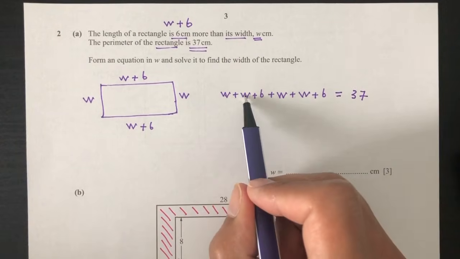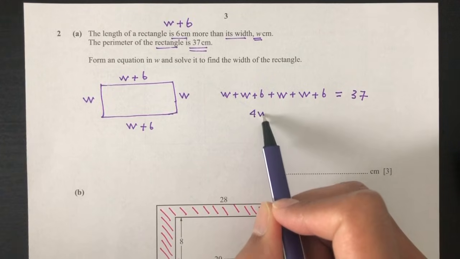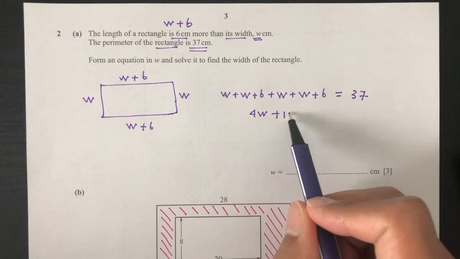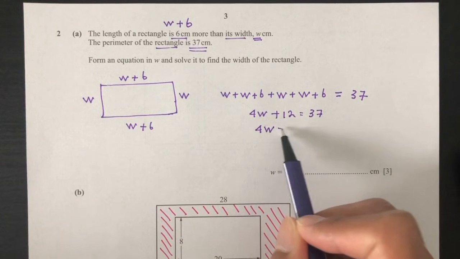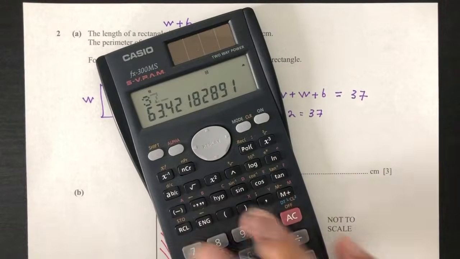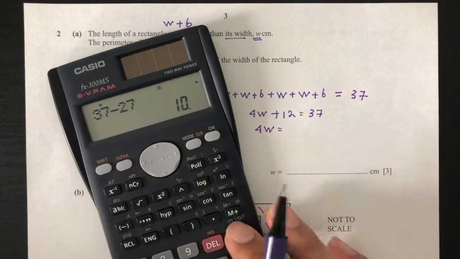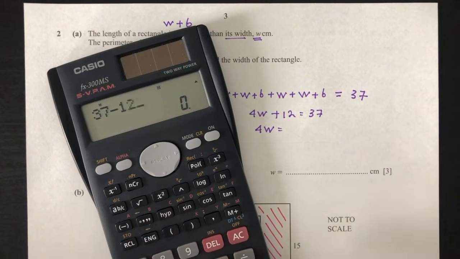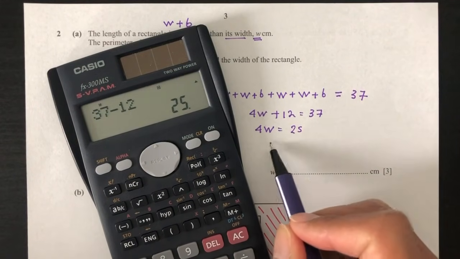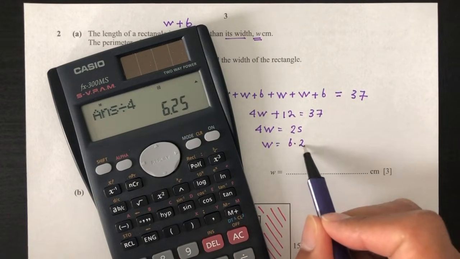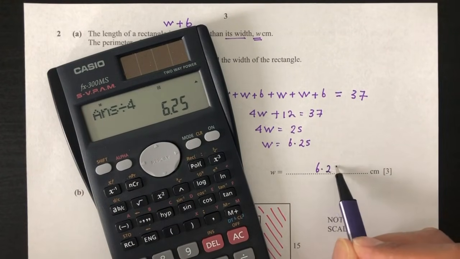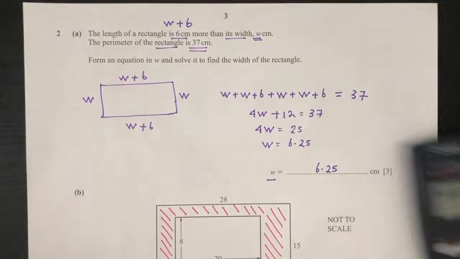So we have 1, 2, 3, 4, that will be 4W plus 12 is equal to 37. So 4W is 37 minus 12, that will be 25. So W will be 25 divided by 4, that will be 6.25. That will be the value for W.